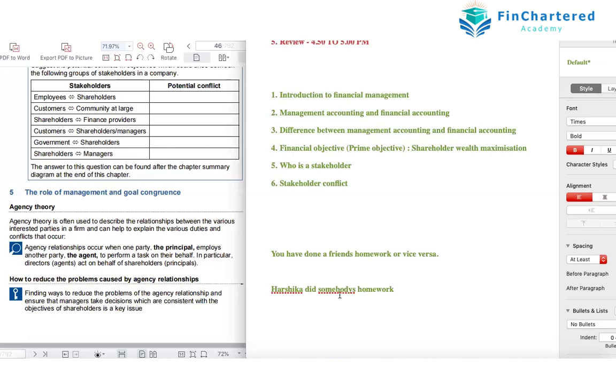So here, as you can see, Harshika is performing a task for somebody, on behalf of somebody.